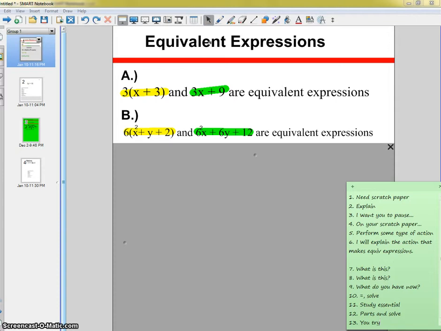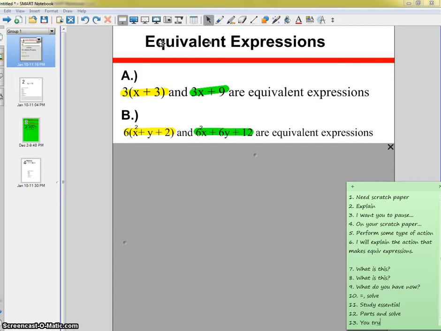Take a look at these two examples, example A and example B. Can you explain why in example A the yellow highlighted expression is equivalent to the green highlighted expression? And in example B, can you explain why what's highlighted in yellow is equivalent to the expression highlighted in green? What I'm asking you to do is explain why the expressions in yellow are equivalent to the expressions in green. We've studied equivalence as being equal. Why is that?